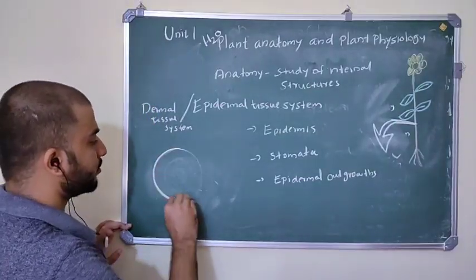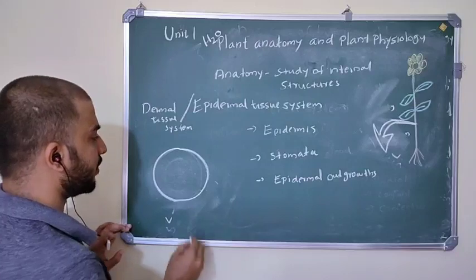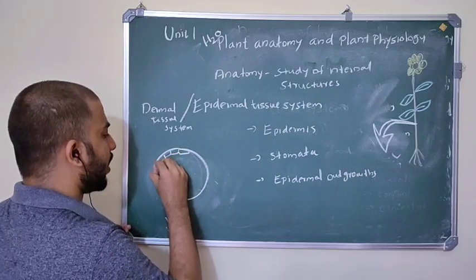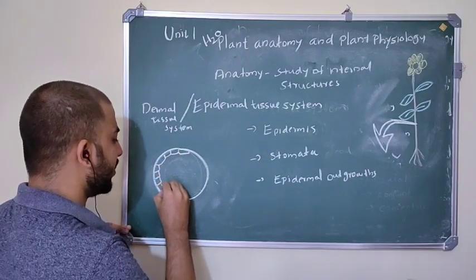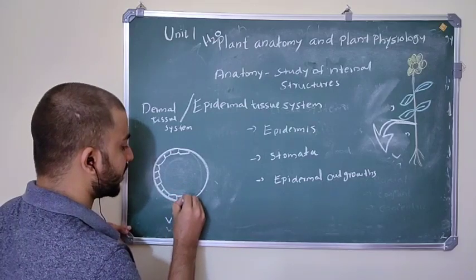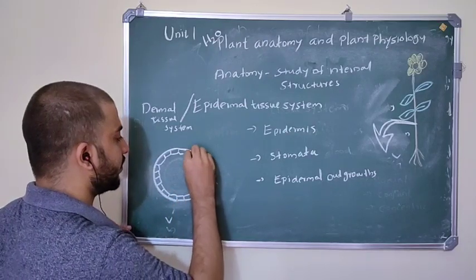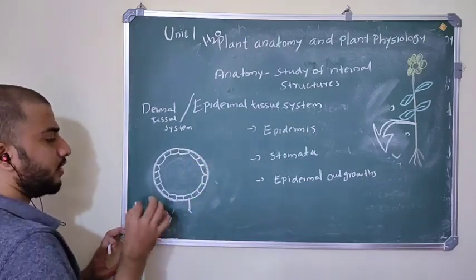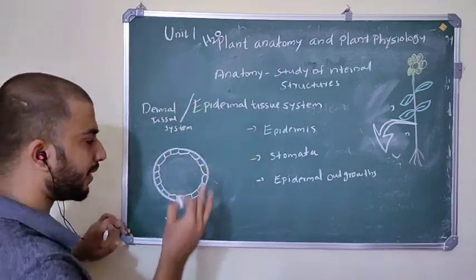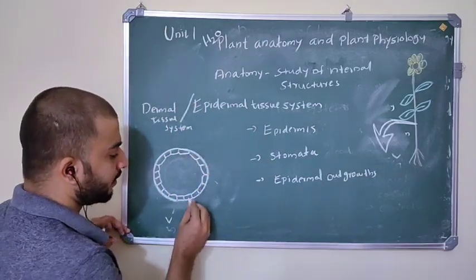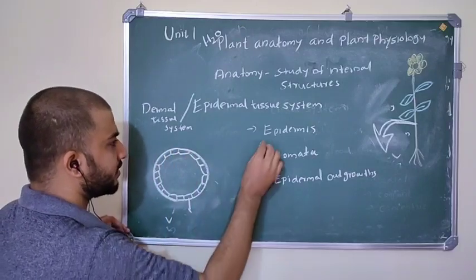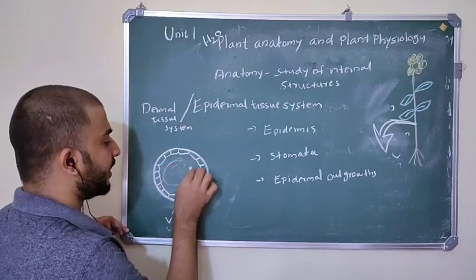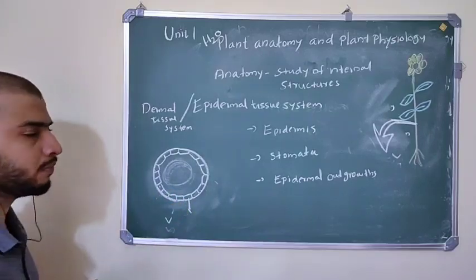So if you take the epidermal tissue system, you can see epidermis. What is epidermis? If you observe the anatomy of a plant, stem or root, the outer layer is made up of a single layer of cells. Those cells are called epidermal cells, or epidermis. These epidermal cells protect the inner tissues. So their main function is protection.